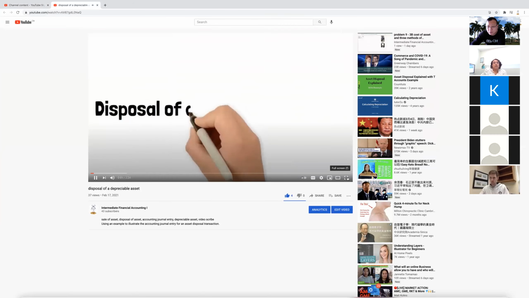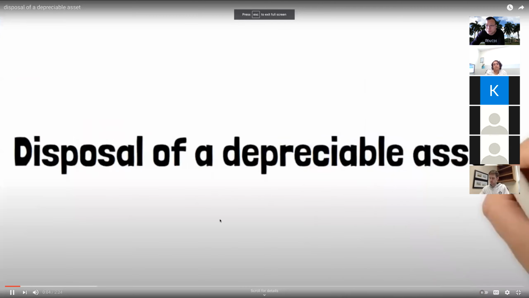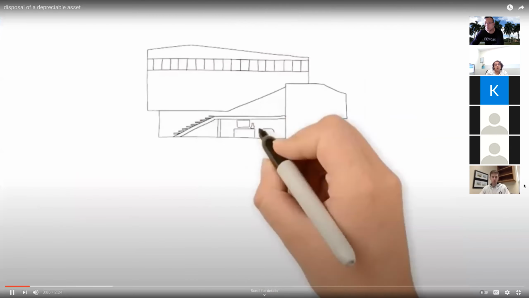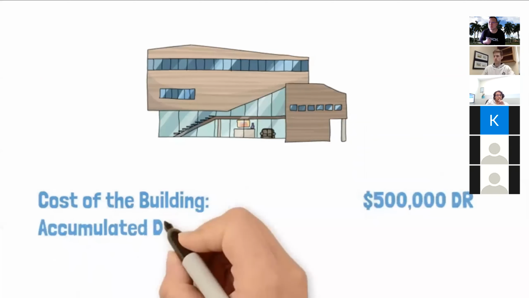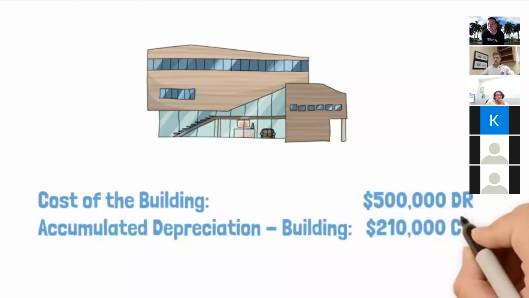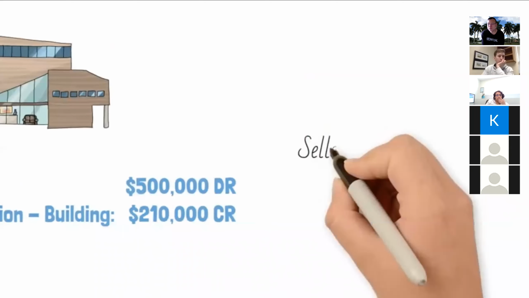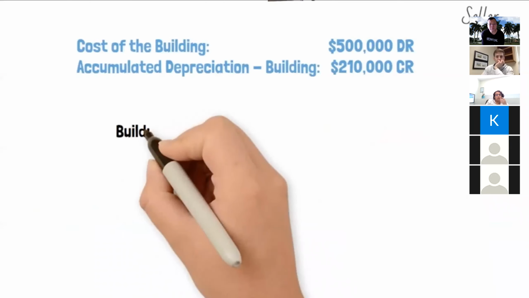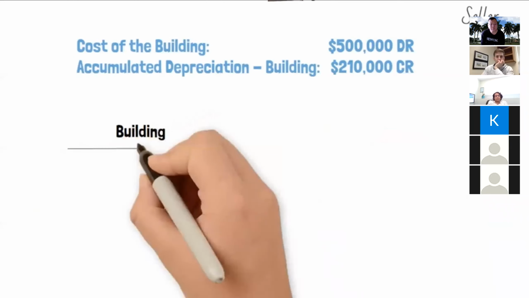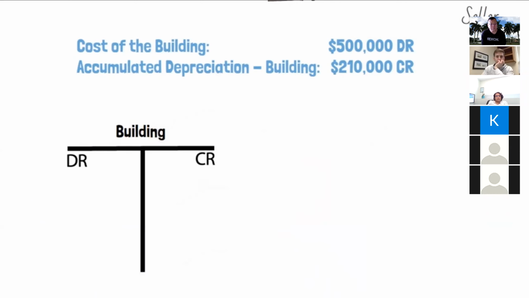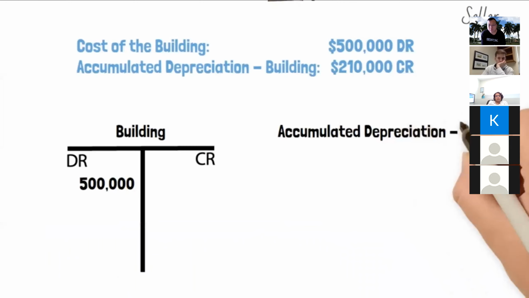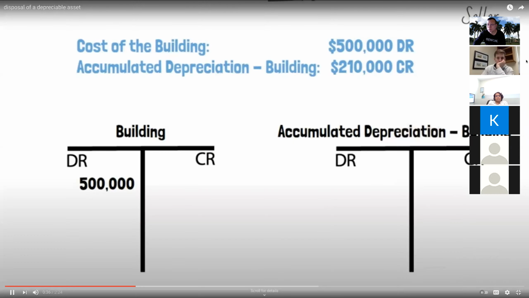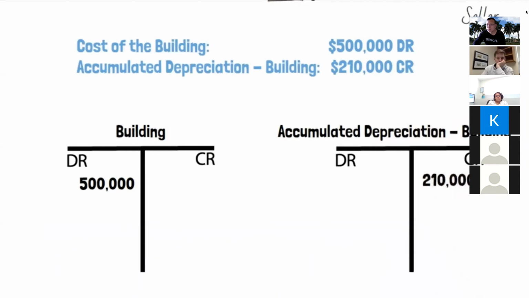In this video, I'm going to show you how to account for disposing a depreciable asset. Suppose we have a building. The cost of the building is 500,000, and the cumulative depreciation is $210,000. So let's set up the T account. The building has a debit balance of 500,000, so it should be on the left side. And the cumulative depreciation T account has a credit balance. It should be on the right side of the T account.